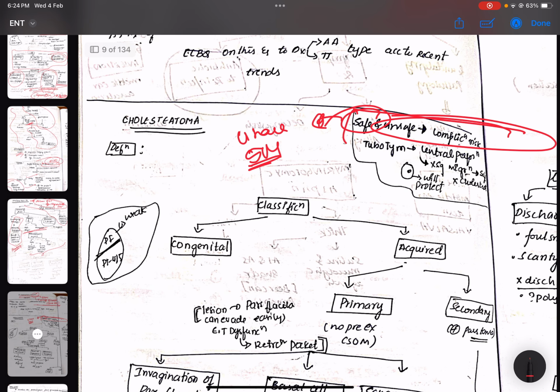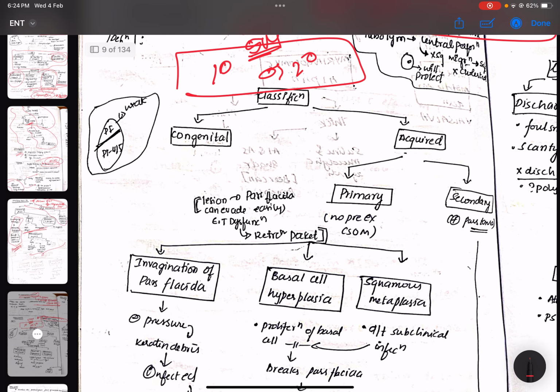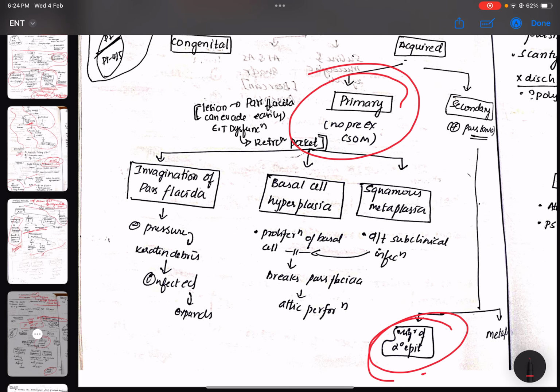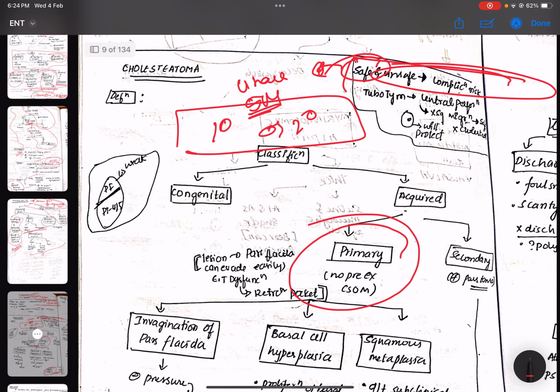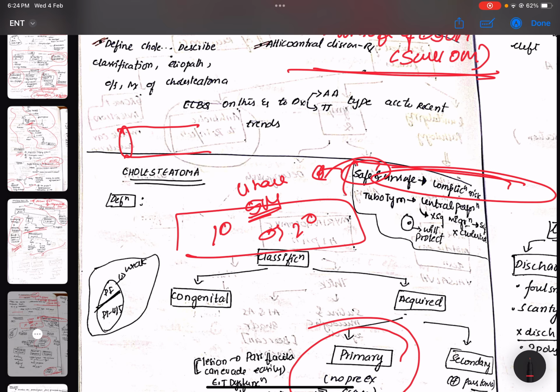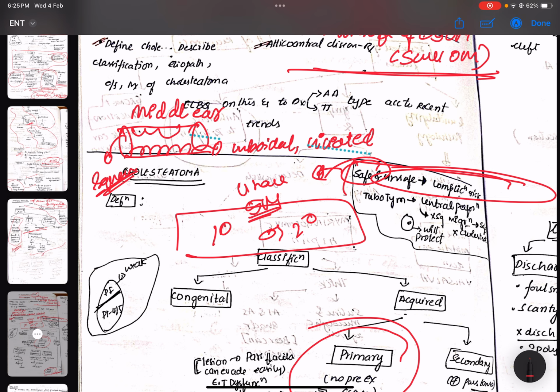Again, the broader classification is either primary or secondary. Based on when you get it, it's broadly classified before that into congenital and acquired. Here in primary you don't have pre-existing CSOM, but in secondary, it's due to migration of squamous epithelium or metaplasia. So the concept here is that in the middle ear, if you think of this as the middle ear, what is the lining epithelium? Either you might have cuboidal or ciliated epithelium. But once you have squamous epithelium due to any cause, then that is called cholesteatoma.